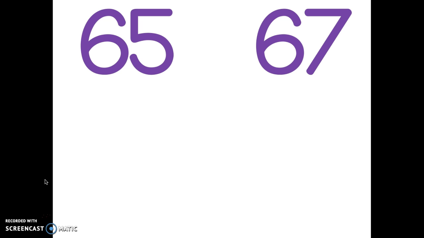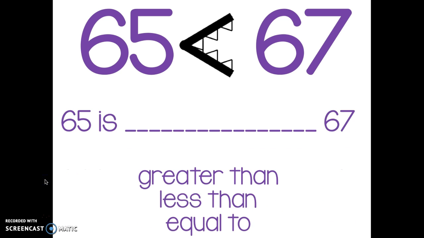Since I'm just worried about the ones at this point, I know that 67 is bigger than 65 because 7 ones is way bigger than 5 ones. If I was going to write that in a good number sentence, I could say 65 is blank 67. Can you go ahead and write that in a good sentence just like I did? But can you fill in the answer as either greater than, less than, or equal to?